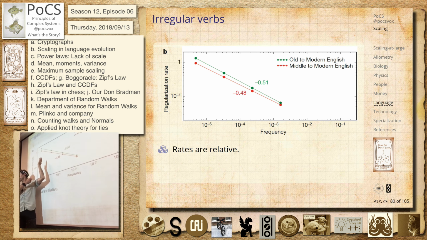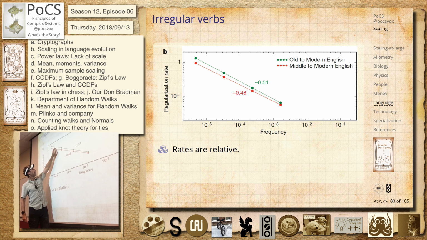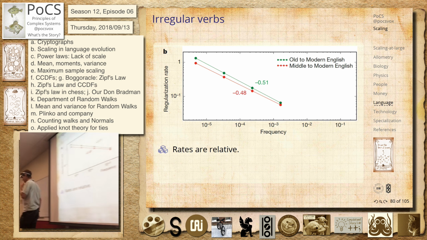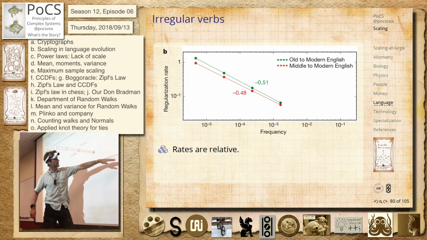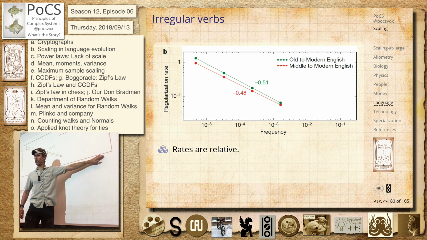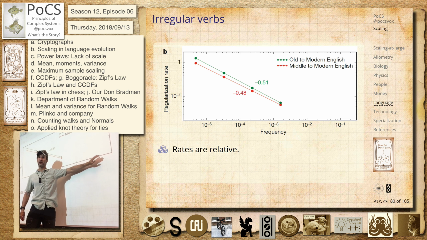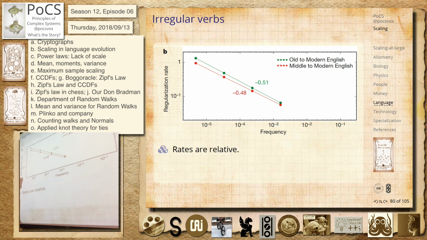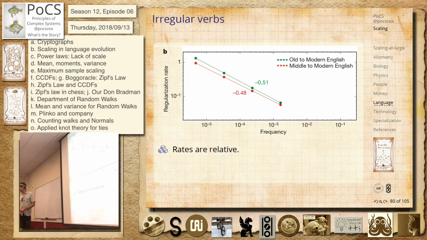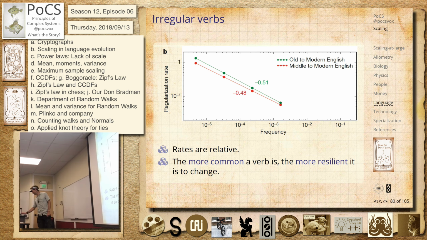I don't think there's any explanation for why this might be. There are all sorts of other scalings floating around about language that aren't very well understood. But this is further out, so it's going to take longer. Maybe one day we'll say I am and you am and we am. And there are estimates of how long that will take based on this, right? So the more common a verb, the more resilient it is to change, which makes sense, right?